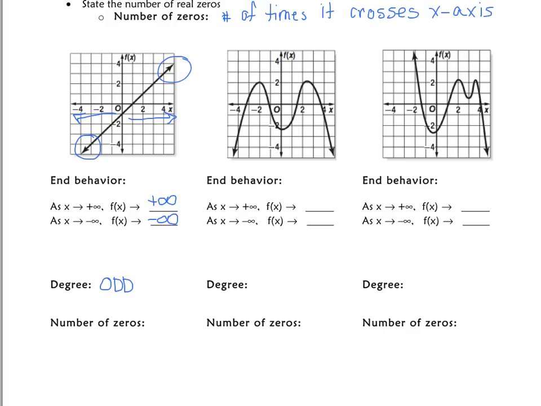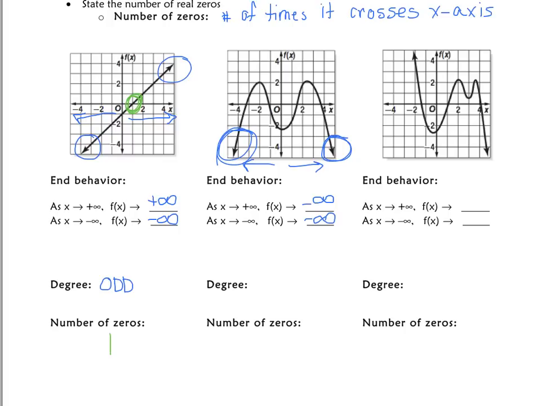Okay, number of zeros. How many times does this thing cross the x-axis? I'm looking right here. I see 1. So there's one real zero. Next one. As x approaches positive infinity, you're looking to the right. What is the graph doing? It's going down, so that would be negative infinity. And then as x approaches negative infinity, as you look to the left, what is the graph doing? It's going down. That's also negative infinity.